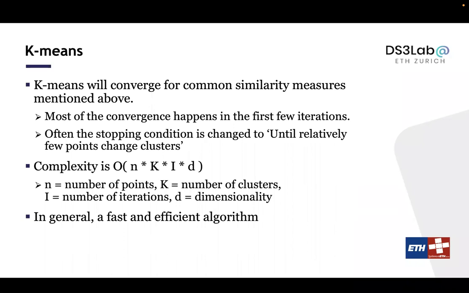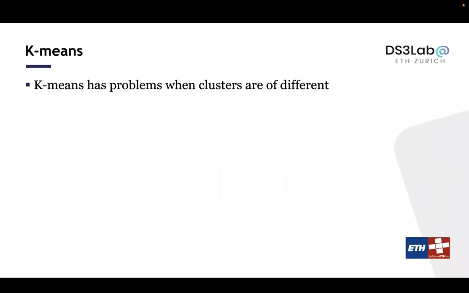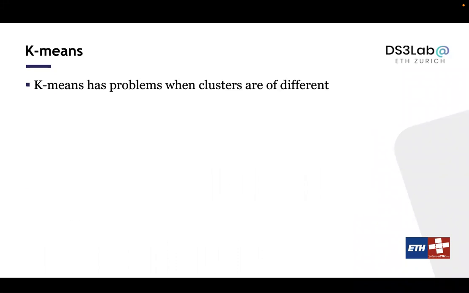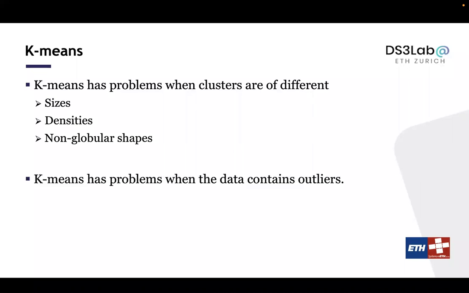So in general, it's a very fast and efficient algorithm. So what's the problem of k-means as an algorithm? The potential problem is that when your clusters are of different size or different density, and don't look like a ball, it could give you something a little bit weird.